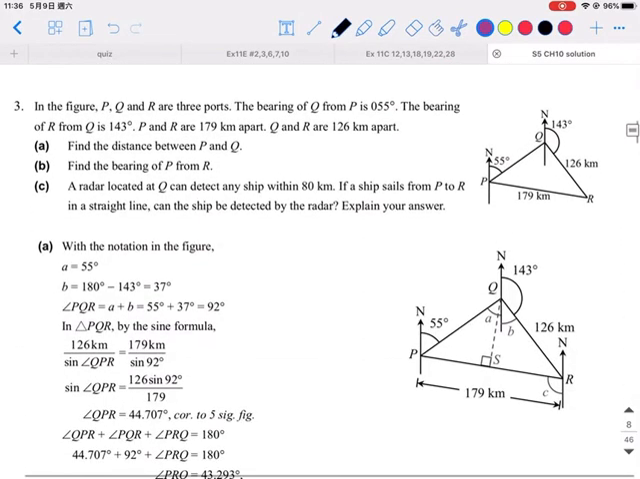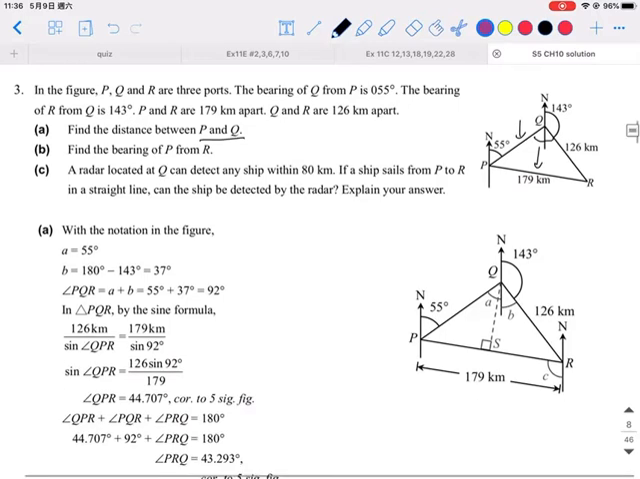And then let's move to question number 3. This question is a little bit long. According to the details in the question, shown in the graph, the first part is to find the distance between P and Q, that means this distance PQ. First of all, let's see whether we can apply the cosine formula or sine formula. If I can find this angle, then we can apply the sine formula. So first of all, I split the angle into two parts: the first part is A, and the second part is B.